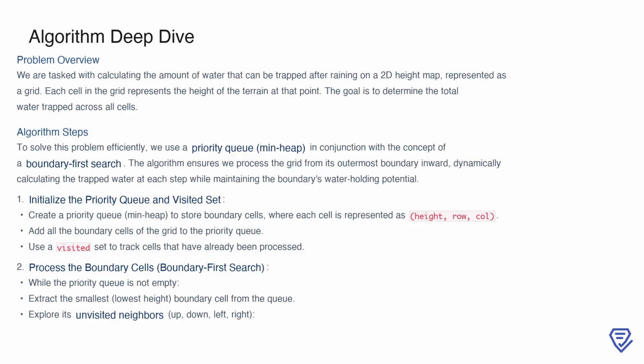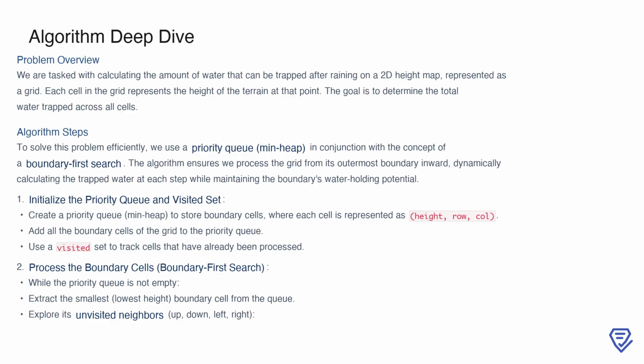In this problem, we are tasked with calculating the total amount of water that can be trapped after rainfall on a 2D height map, which is represented as a grid. Each cell in this grid indicates the height of the terrain at that point. Our goal is to determine how much water can accumulate across all cells of this grid. To solve this efficiently, we use a priority queue, also known as a min-heap, combined with a boundary-first search approach. This method processes the grid starting from its outermost boundary and works inward, dynamically calculating the trapped water at each step.